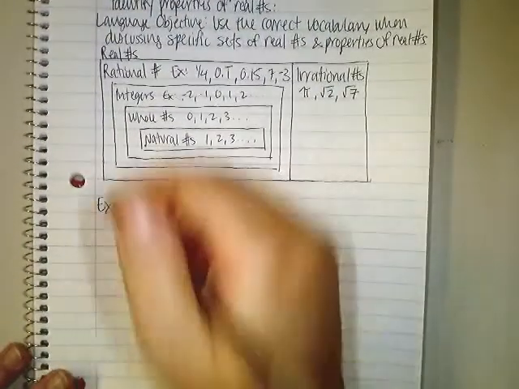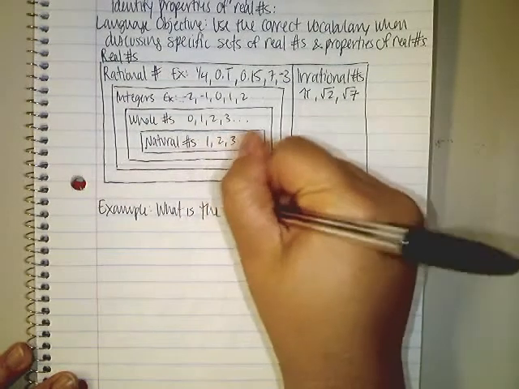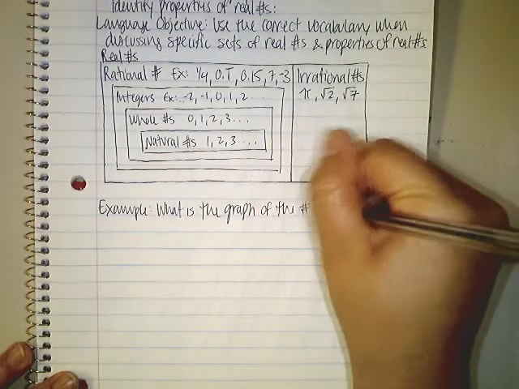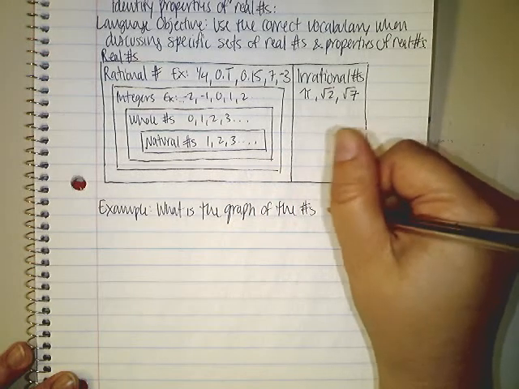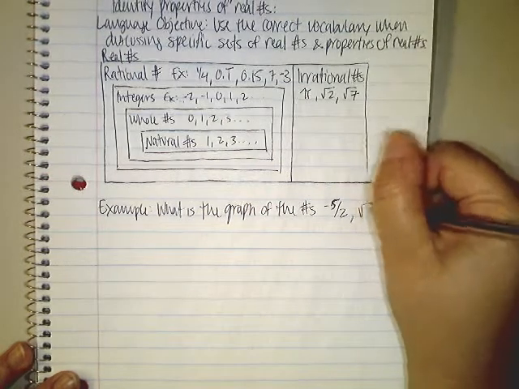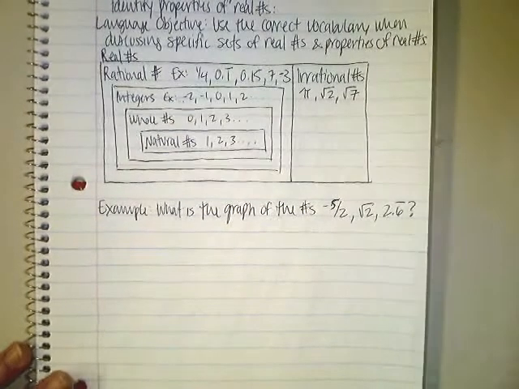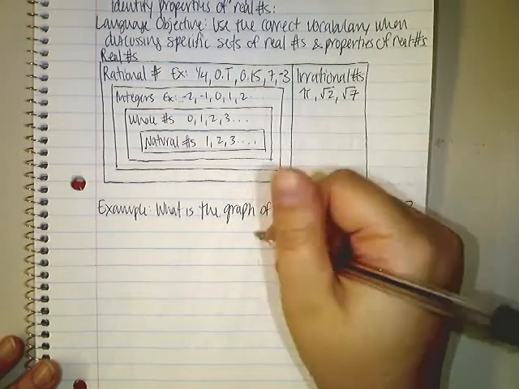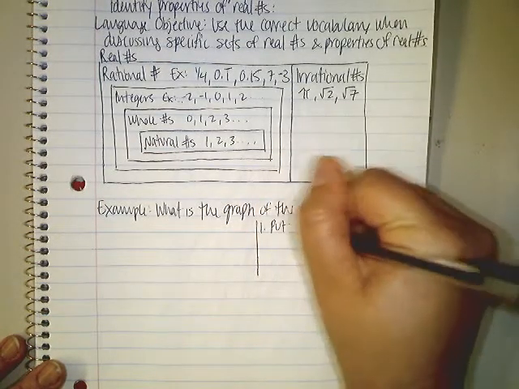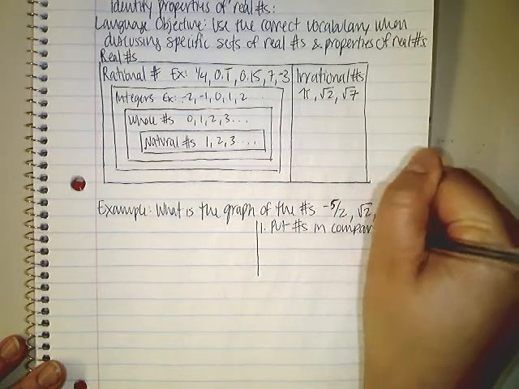So the example I'm going to jump into is, what is the graph of the numbers -5/2, 5, square root of 2, and 2.6 repeating. So what we're going to do is graph these on a number line. So the first step is going to be to put all these numbers in comparable or similar forms.